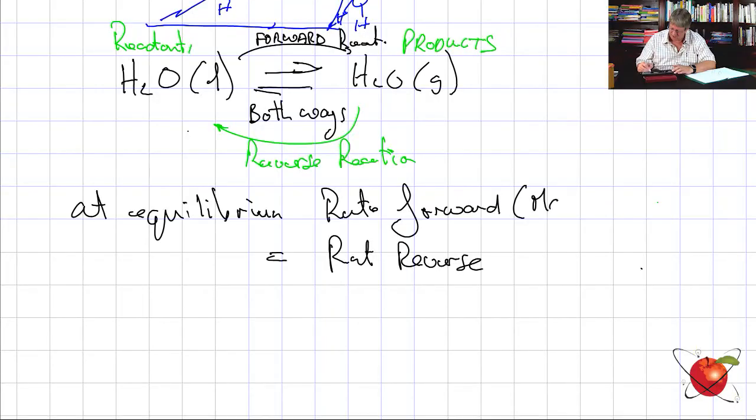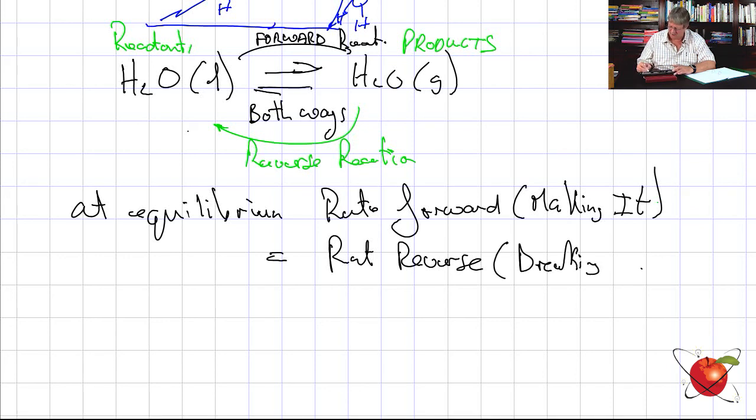So let's just recap it. Just in our minds, what are we saying? We're saying that the rate of making it is equal to the rate of breaking it. That's what we're actually saying. The rate forward is making it, and the rate reverse is breaking it. All right? And we've spoken about rates of reactions. They are going to be measured.